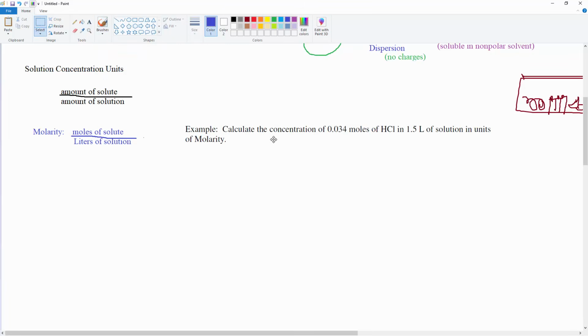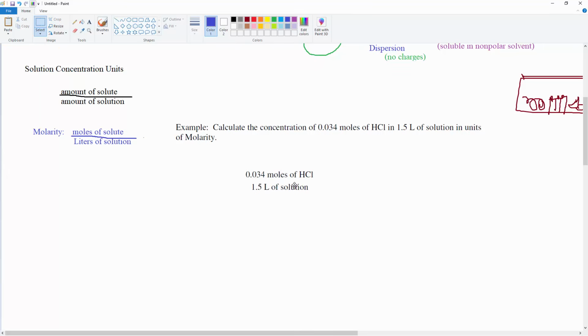Here's a very simple example from the lecture notes. We'll say, calculate the concentration of 0.34 moles of hydrochloric acid in 1.5 liters of solution using units of molarity. This tells us, just dimensional analysis says, look, if I have moles of solute on top and liters of solution on the bottom, I've got this. So I'm going to do exactly that. There's my moles of solute. Here's my liters of solution. Putting that there, and when I plug this in, I will get moles per liter, or molarity.